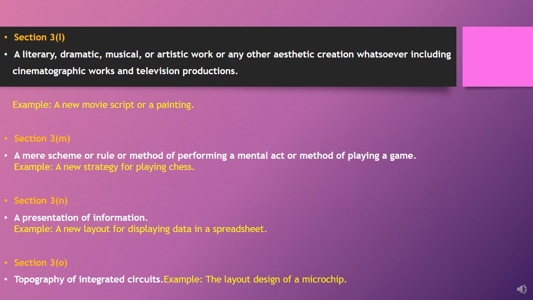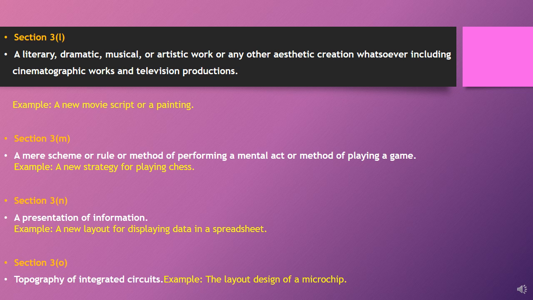Section number 3, subsection L. Creative works like literature, music or art, including movies and TV shows, cannot be patented. For example, a new movie script or painting.